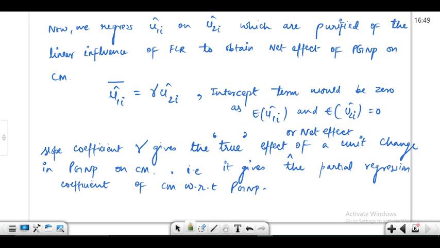So what we do now is we regress U1I hat, that is my child mortality, on U2I hat. U1I hat is that part of child mortality which is not explained, and U2I hat is basically that part of PGNP, unexplained PGNP, which is also being termed as purified terms, purified of the linear influence of FLR.